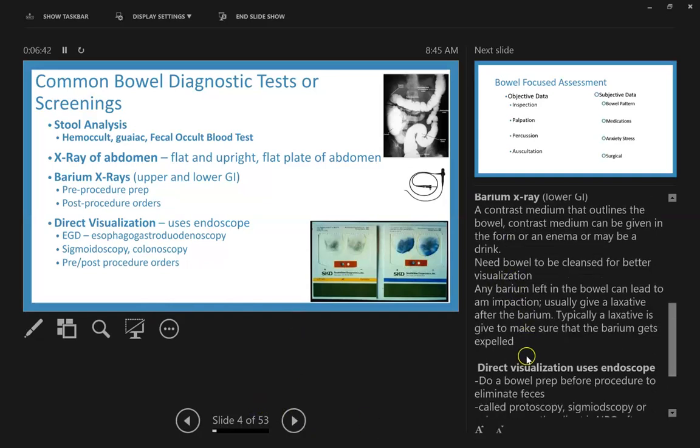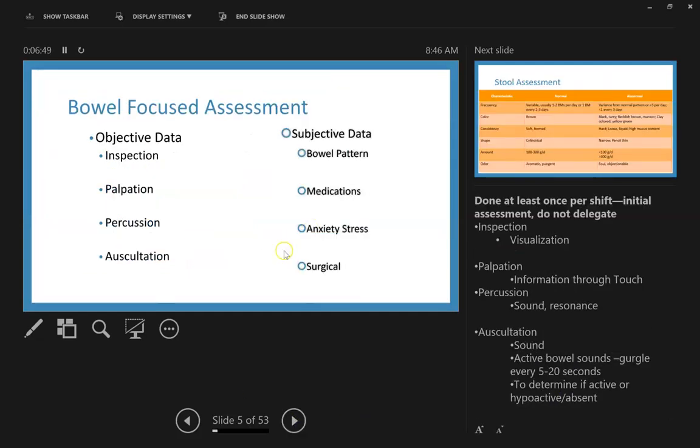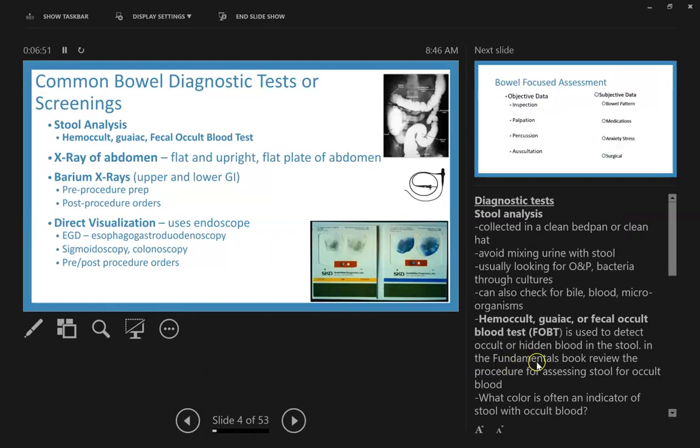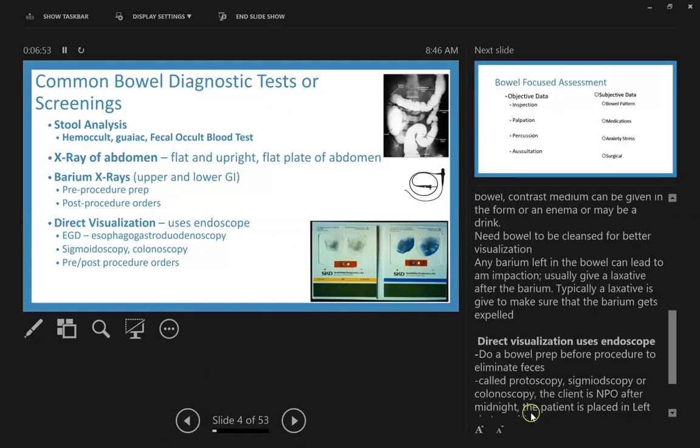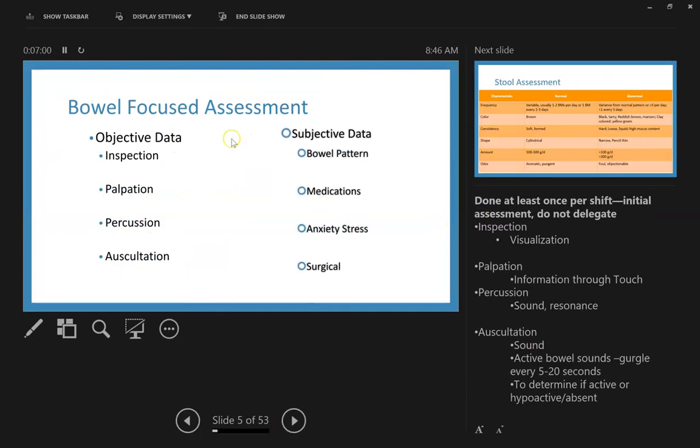And I'll go through here again so you guys can see my notes. Oh yeah, and colonoscopy, people are placed on their left side, as you probably saw on here, left Sims position, knee bent.